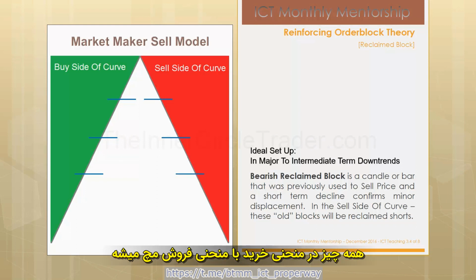Everything matching on the buy side of the curve to the sell side of the curve. So again, in summary, a bearish reclaimed order block is a candle or bar that was previously used to sell price, and a short-term decline confirms minor displacement. In the sell side of the curve, these old blocks will be reclaimed shorts, or new entries for short positions.